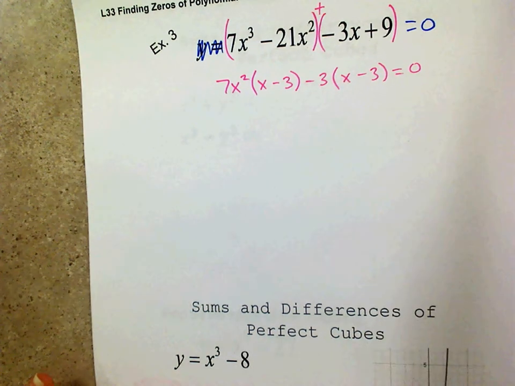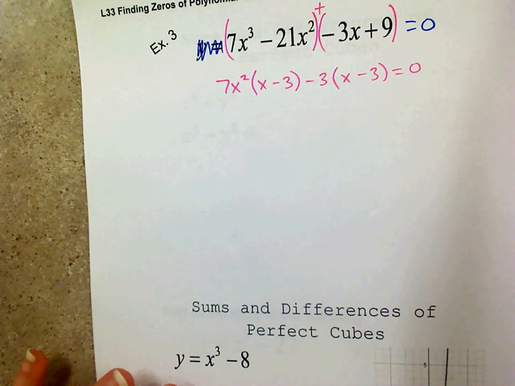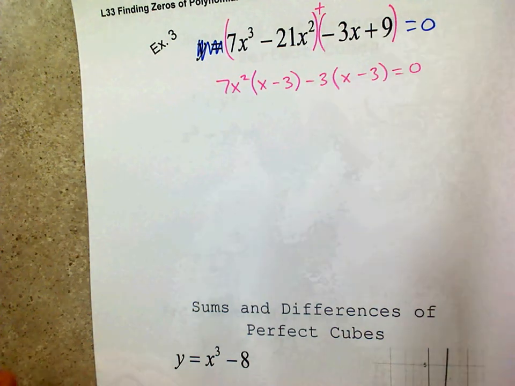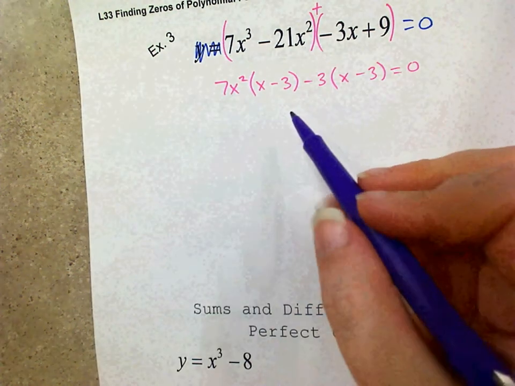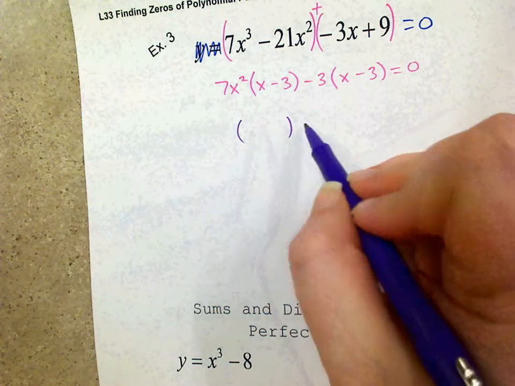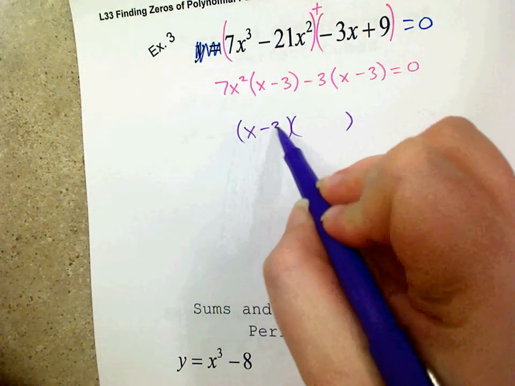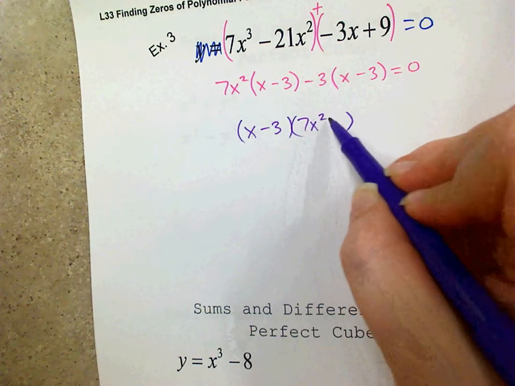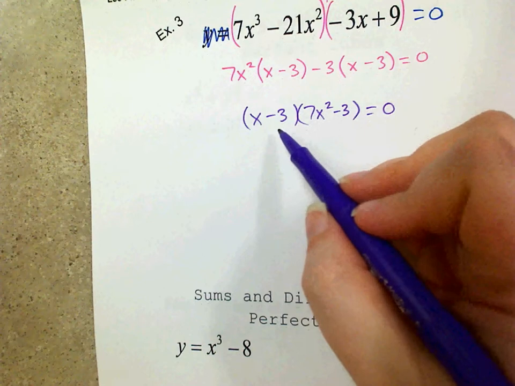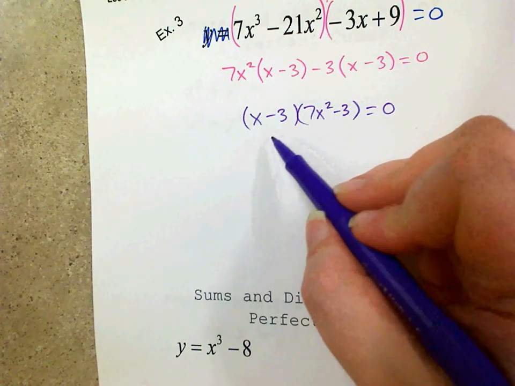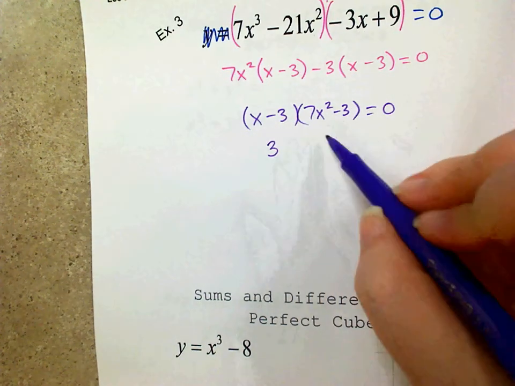On your homework, yeah, because I'm testing you on this. But if you got a cubic equation with 4 terms, can you always factor by grouping? No. If these numbers don't have anything in common, then you can't do anything. Okay? So, what are we left with? X minus 3 and? Good. X minus 3 and 7x squared minus 3. This one's easy. What makes that 0? Positive 3. Now let's talk 7x squared minus 3 equals 0.